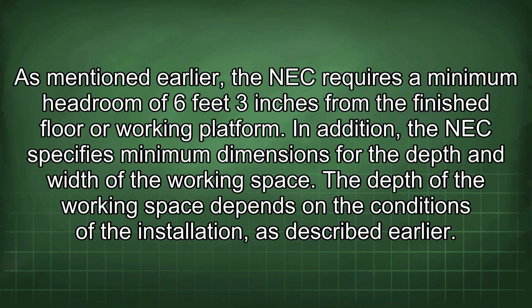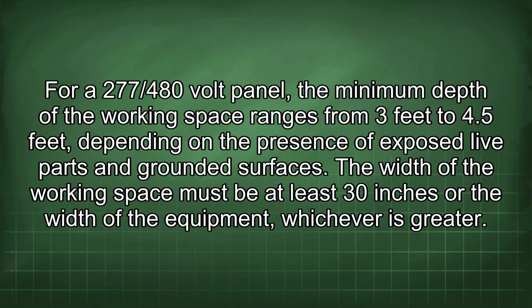As mentioned earlier, the NEC requires a minimum headroom of 6 feet 3 inches from the finished floor or working platform. In addition, the NEC specifies minimum dimensions for the depth and width of the working space. The depth of the working space depends on the conditions of the installation, as described earlier. For a 277/480 volt panel, the minimum depth of the working space ranges from 3 feet to 4.5 feet, depending on the presence of exposed live parts and grounded surfaces.